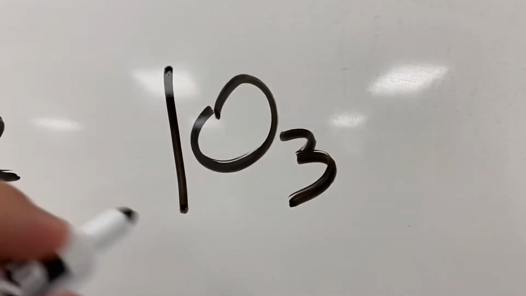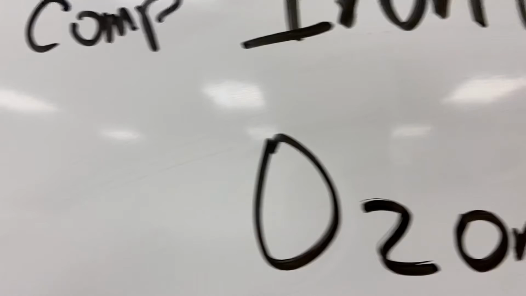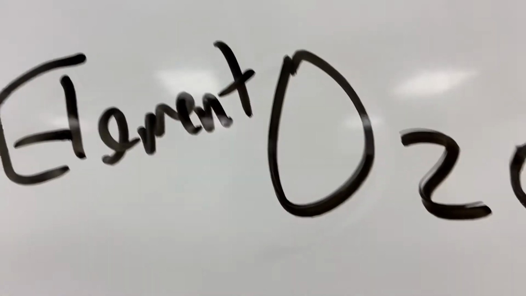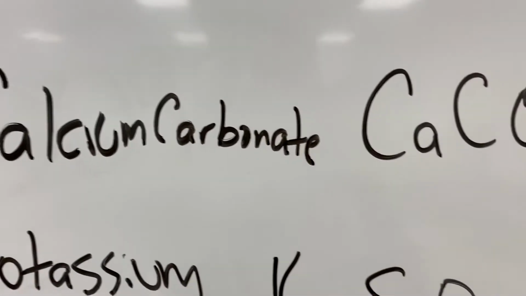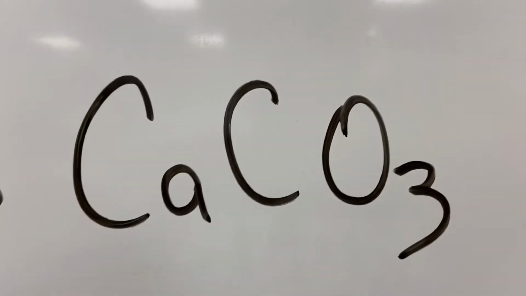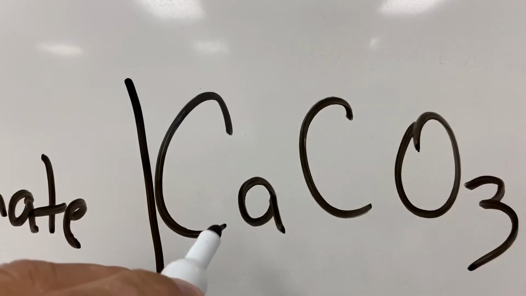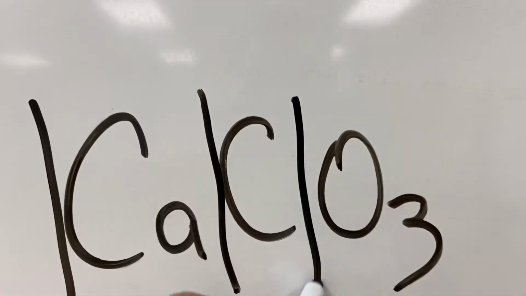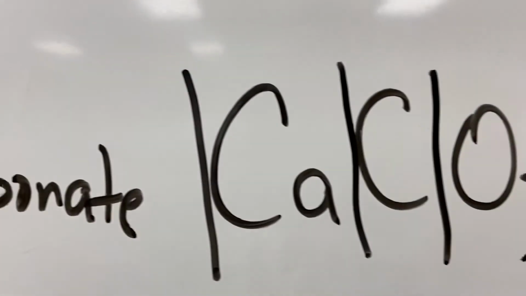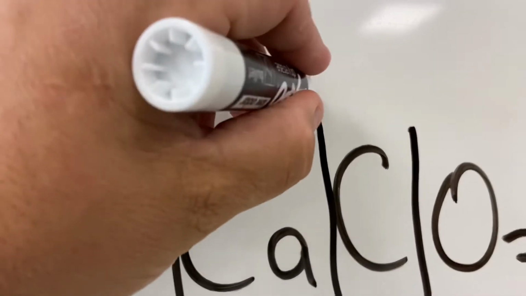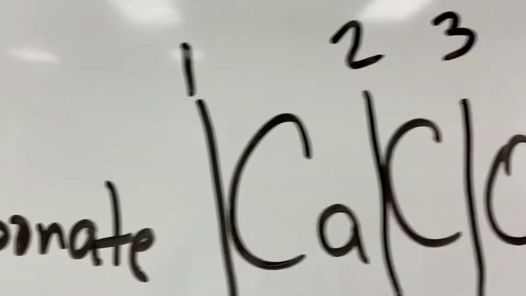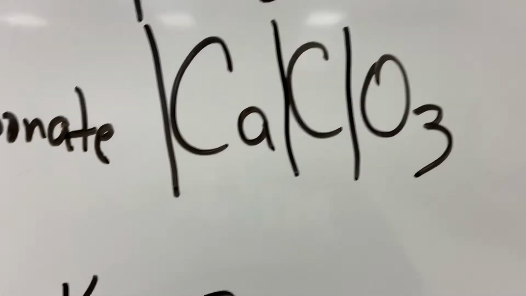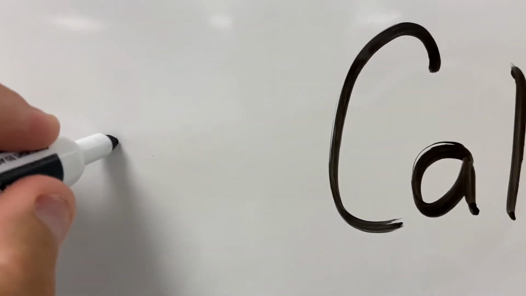Ozone, O3. We'll speed it up a little bit. Karate chop, no karate chop. 1 karate chop, that means ozone is an element. Calcium carbonate. We know that C is a capital, no capital, capital, capital, no capital. So we do 1, 2, 3. That means there's 3 elements, which are calcium, carbon, and oxygen. And we know that's a compound.